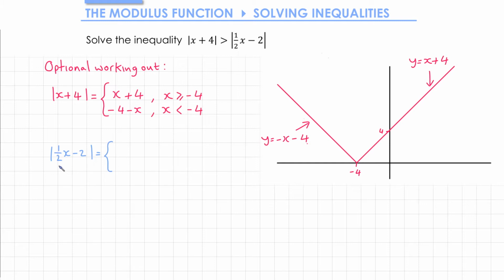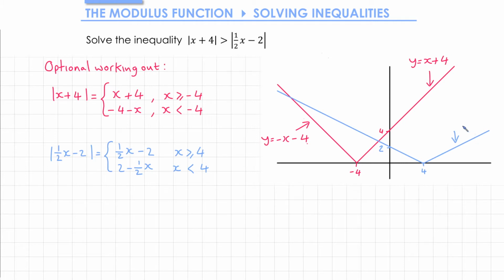The vertex for this one requires a little bit more thought. To make this modulus bracket equal 0, we need x equals 4. So we have x is bigger than or equal to 4 for one section, and x is less than 4 for the other. When x is bigger than or equal to 4, we get half x minus 2, and when x is less than 4, we reverse the signs to get 2 minus a half x. So on our graph, we can mark a vertex at positive 4 and a y-intercept at 2. Let's draw the graph. And again, we can label the separate sections.